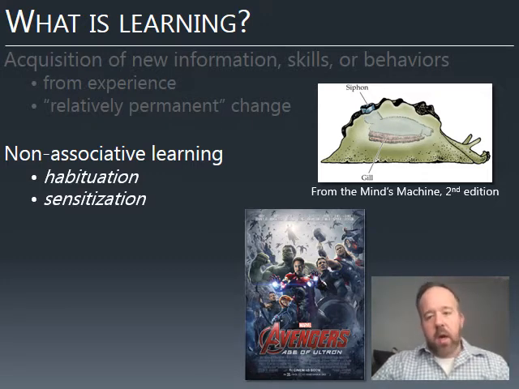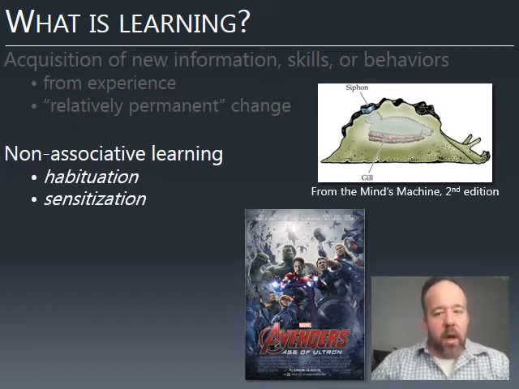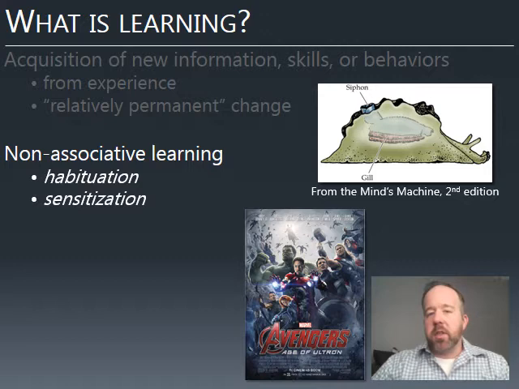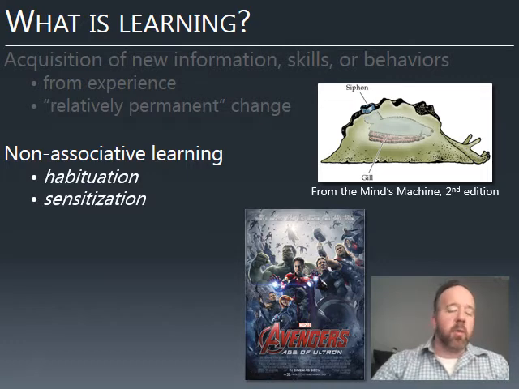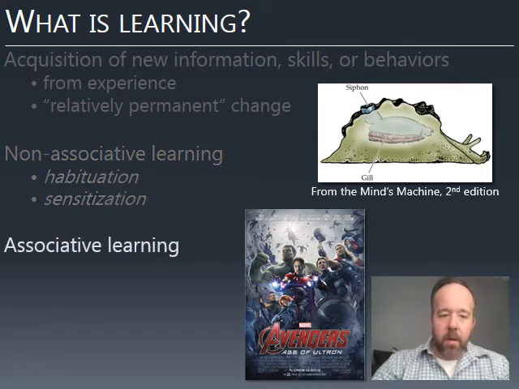Usually because some sort of damage or harm has occurred. And so associating that stimulus with an internal experience of pain or harm can sensitize the individual or the organism to that stimulus. So now you get a bigger response. In the case of Aplysia, you get a bigger withdrawal of that gill. So that's another form of non-associative learning.